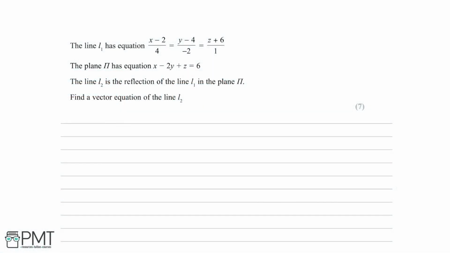In this question, we're given that the line L1 has equation x minus 2 over 4 is equal to y minus 4 over minus 2, which is equal to z plus 6 all over 1. The line L2 is the reflection of the line L1 in the plane pi. We need to find a vector equation of the line L2. So in summary, we're given a line and a plane, and we're told that this line L1 has a reflection in the plane and it forms line L2.